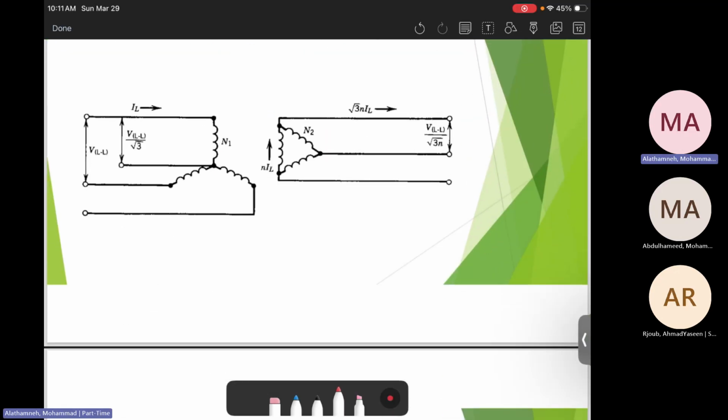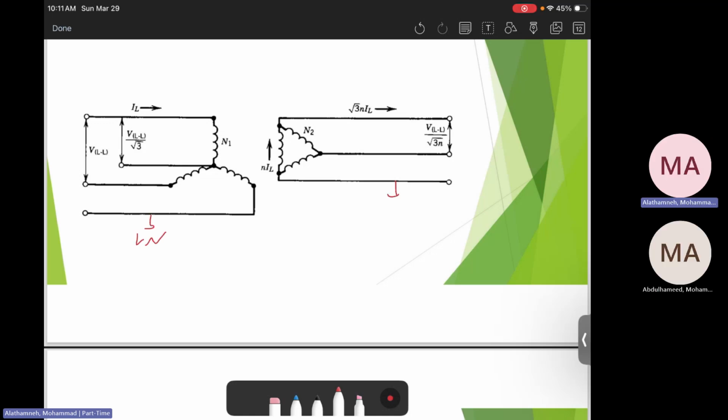Here, delta to y transformer. In the y side, or y to delta, in the y side, there is line to neutral. In the delta side, no line to neutral. Everything is only line to line. So the thing here will be to find V line to line, V line to neutral, which will be V line to line divided by square root of 3. This is the secondary. This is the primary.